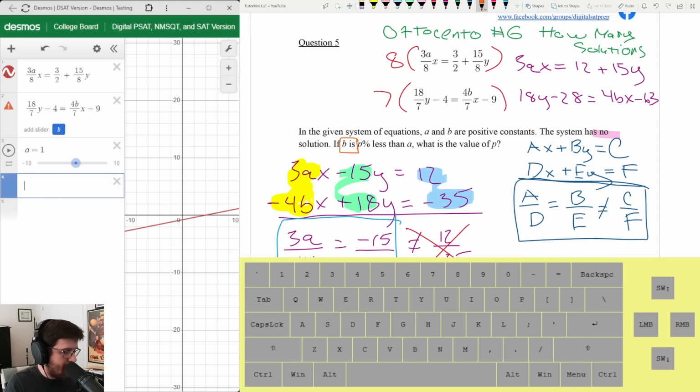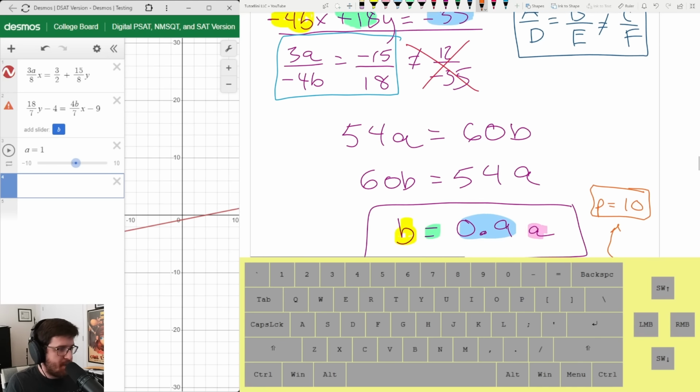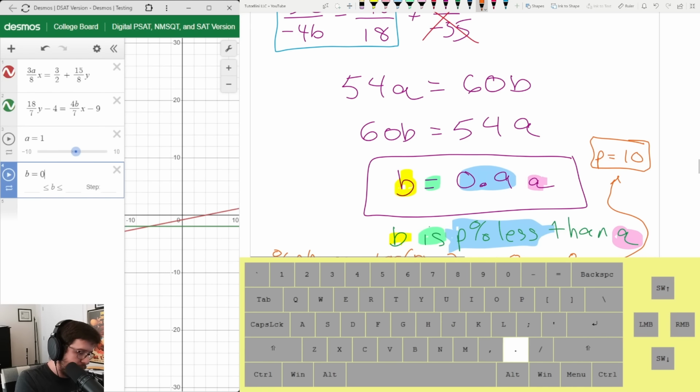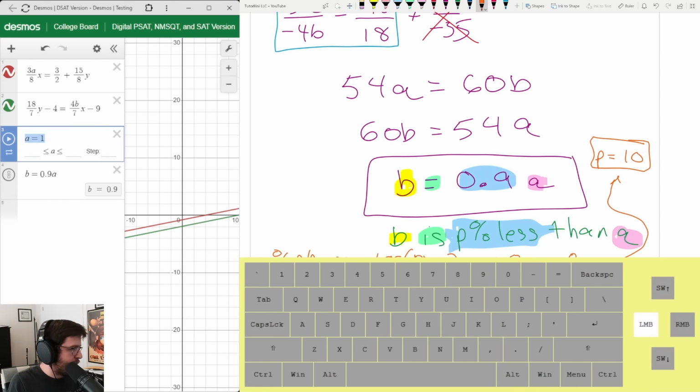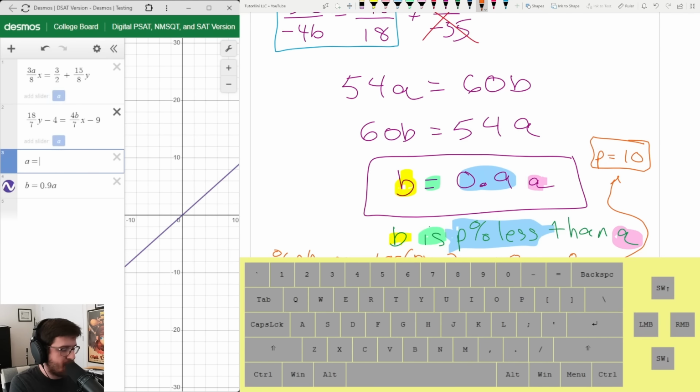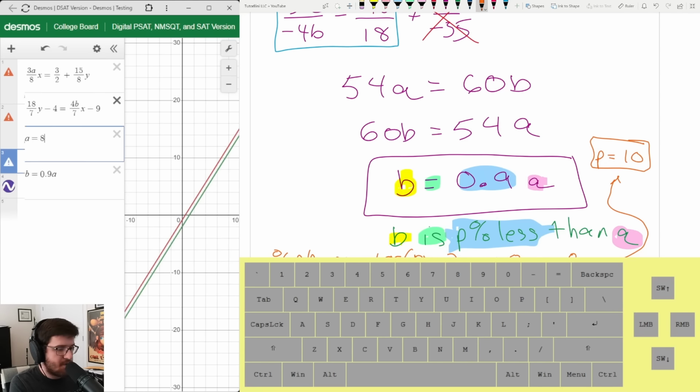And we don't know what a and b are, but we could pick values to see if we did a good job. So we know b is equal to 0.9a. And how about I just pick a random number? How about 45 for a? And I'm going to make it smaller, make it easier to see. How about 8?